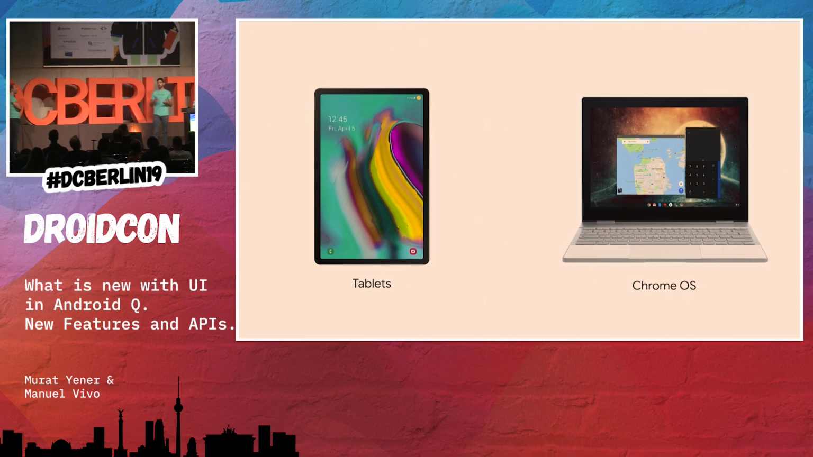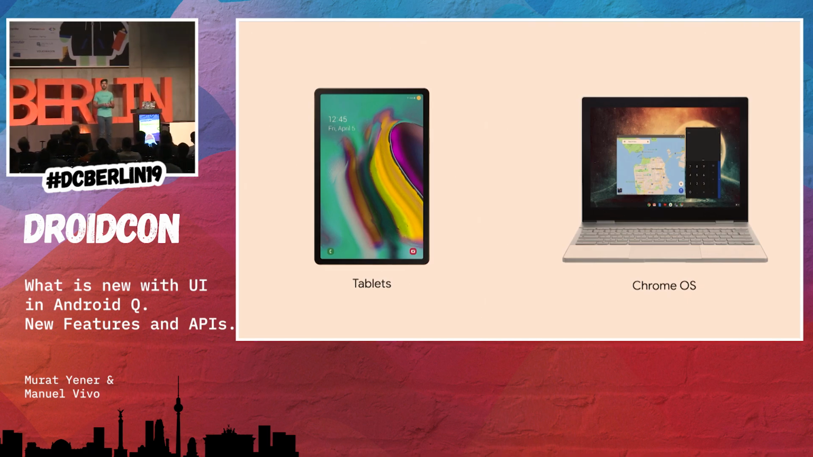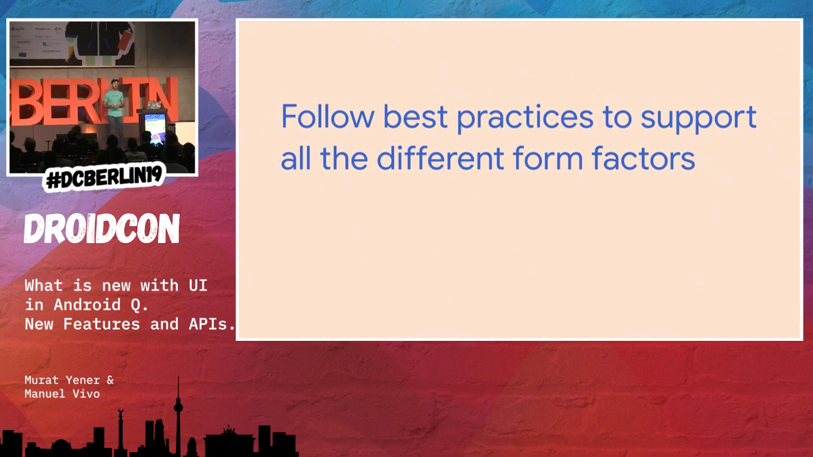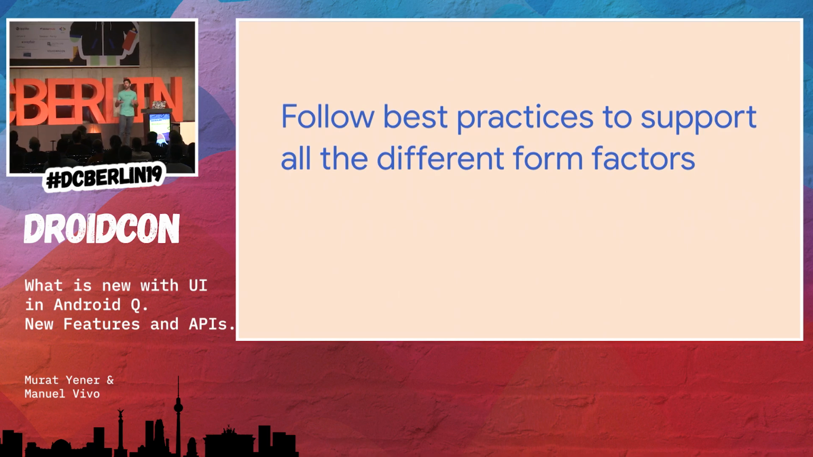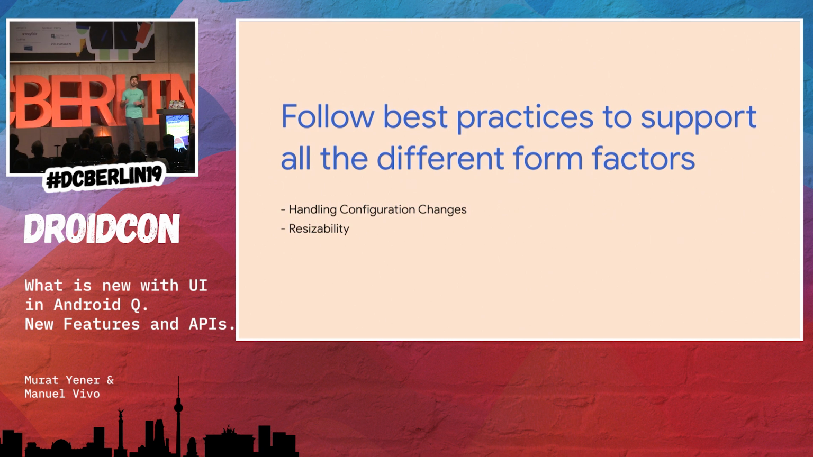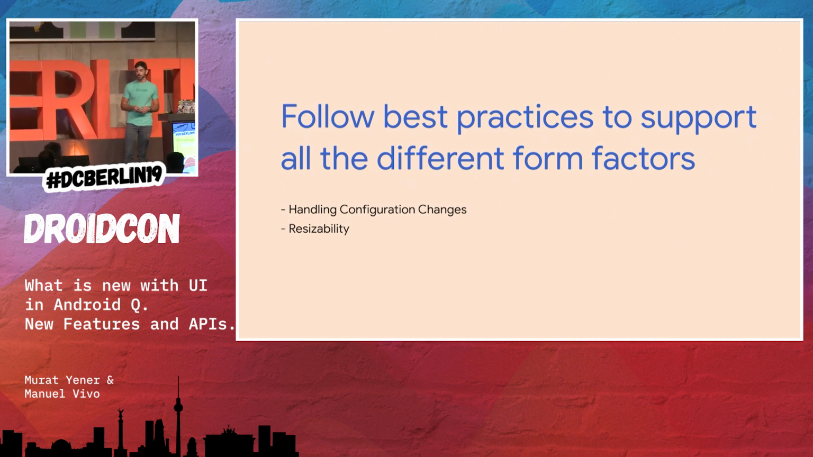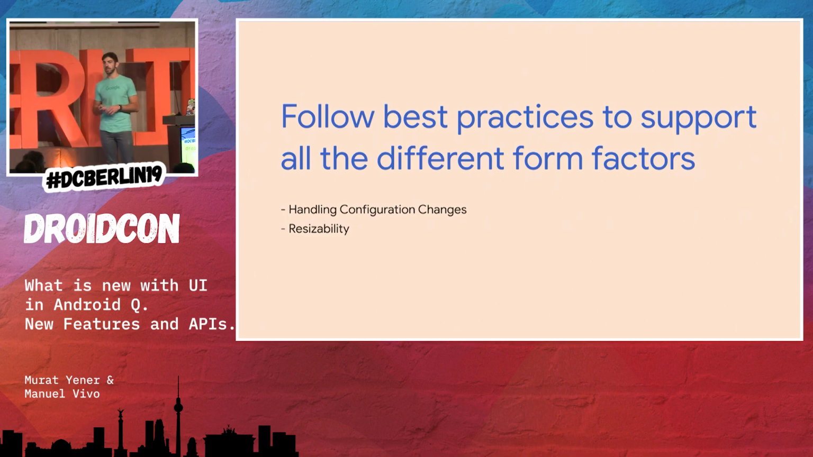But also, you have to consider other different form factors and see how your app looks there. So tablets, there are hundreds of millions of tablets in the market with different screen sizes, and also Chrome OS. The main takeaway of this section, foldables, is that if you follow best practices, everything should just work. You don't have to do a lot of extra work, such as handling configuration changes, saved instance state, and resizability. So let's start with handling configuration changes.